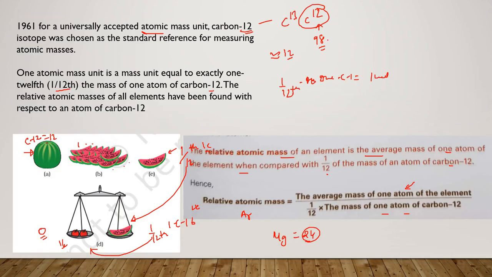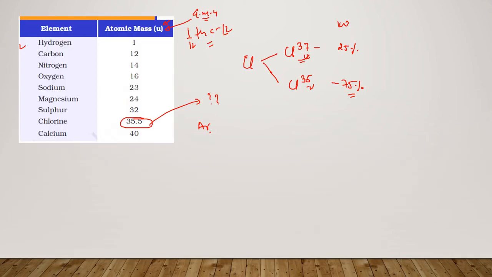As I told you in the previous video, relative mass is the average mass of one atom of the element. So you have to take the average. So what is the average here? Since the atoms are distributed between 37 and 35, we have to take the average. In 100, 25 are like this, so it is 37 times 25 plus 35 times 75, divided by 100. If you add all of them, you will find that this comes to 3550 over 100, which will become 35.5.